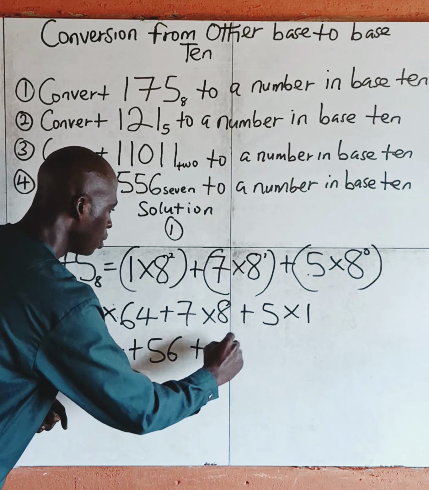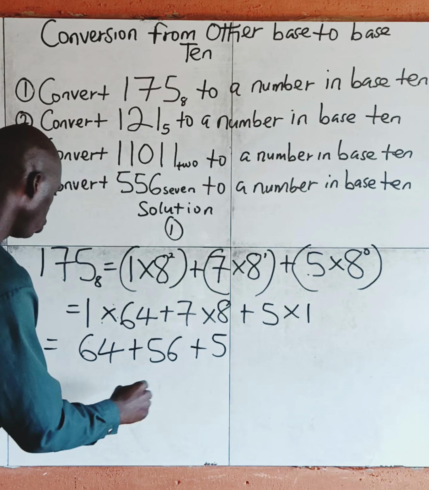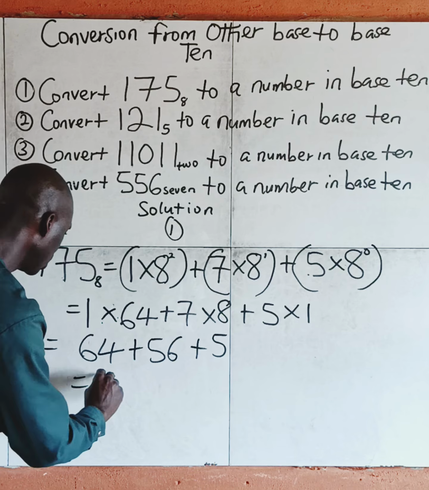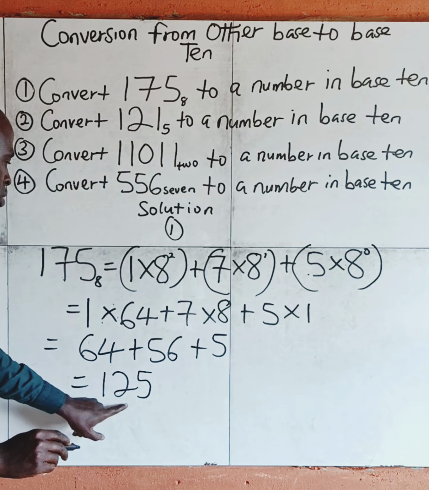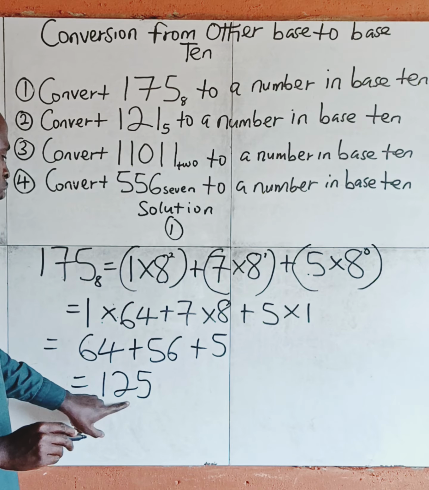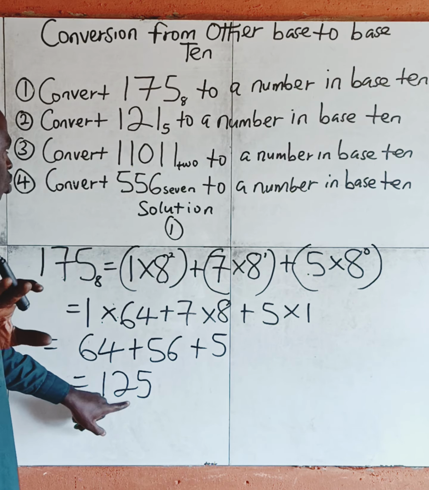And right here, 5 multiplied by 1 will give us 5. At the end of the day, if you sum up, we're going to have 125 as our final answer. Now, you can look at it carefully. It's 125. Whenever you want to present your final answer, this is what you do.